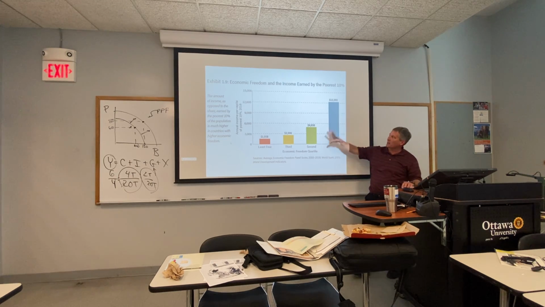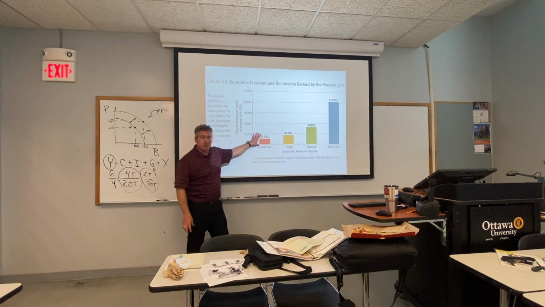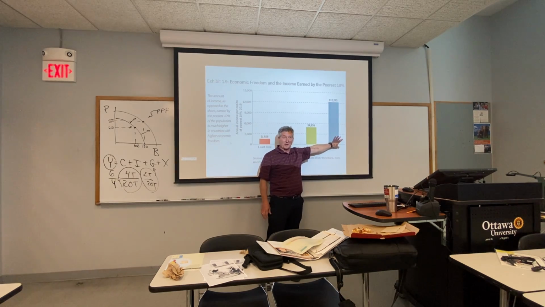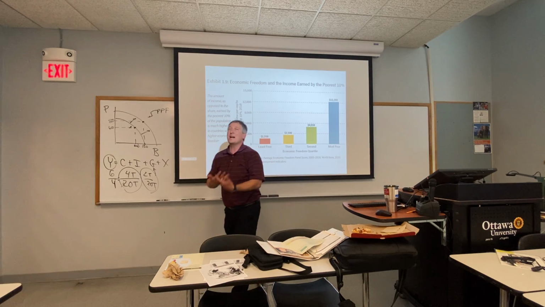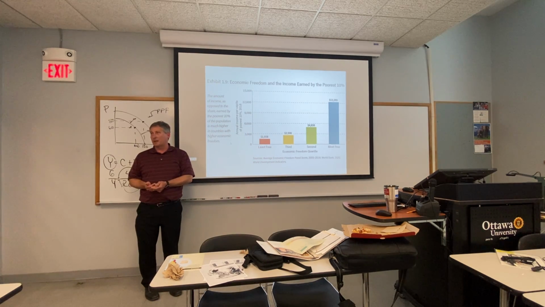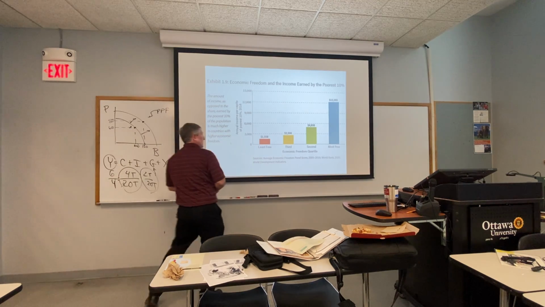So now we're looking at the poorest of the poor, 1,558 hamburgers versus 12,293 hamburgers. So the poorest of the poor are much better off in countries with more economic freedom. So when we think about the gaps, I like to get people really trying to question that.